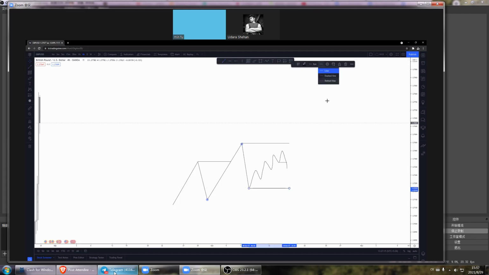Then we should look for something underneath that, not anything inside of this. Now this has turned weak. We have to look for something below that. Then price can do something like this.